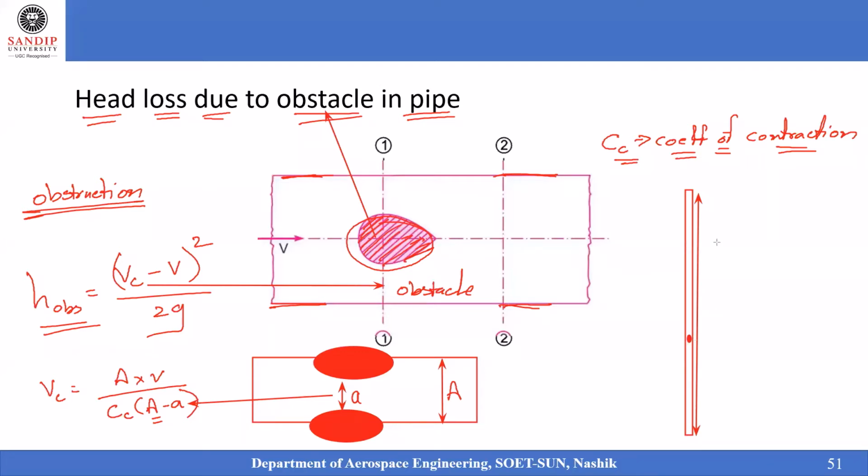Because of this, initially without obstruction, if the energy available for pumping the fluid outside is around 100 units, then with obstruction I will be getting less than 100 units of energy. That energy loss is due to the obstruction in the pipe.